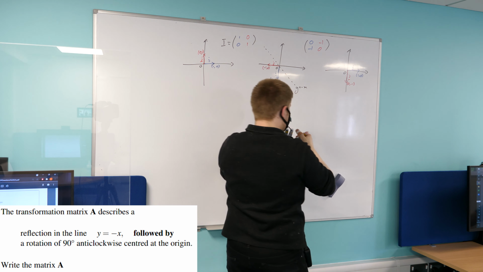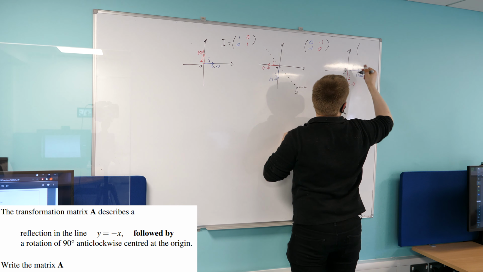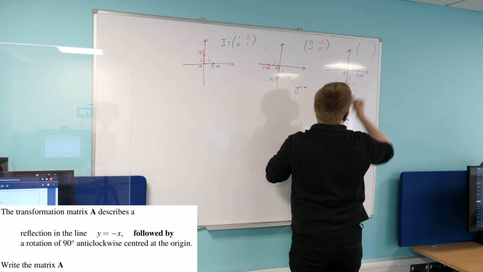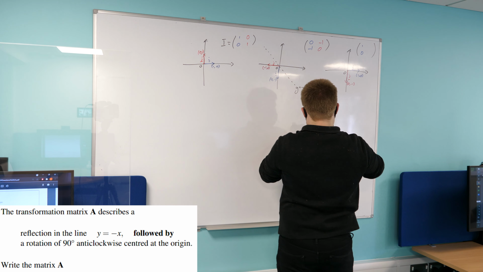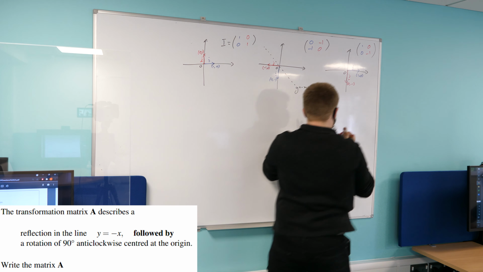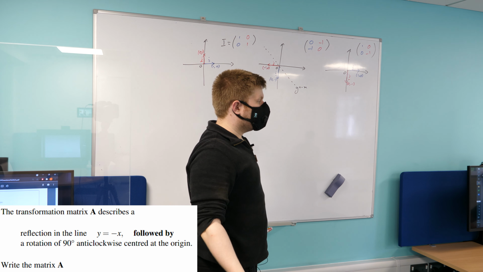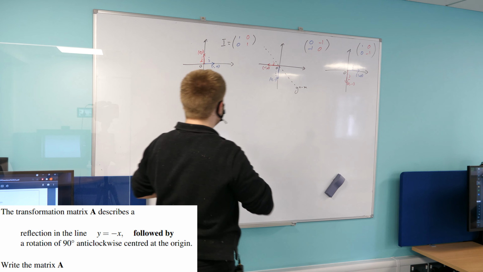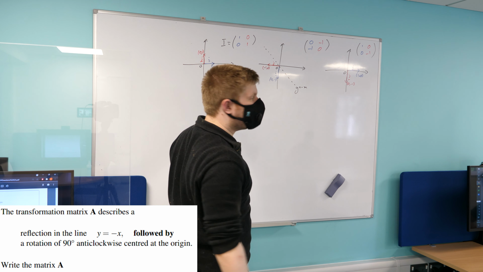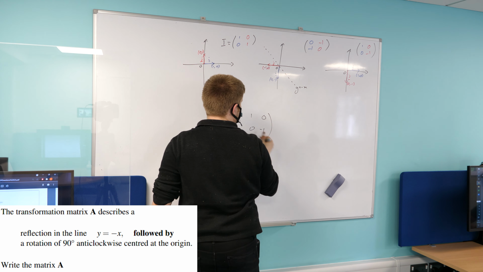There you go. Okay, so when I fill all that in, my new transformation matrix is going to be 1, 0, that's my I, and 0, negative 1, that's my J. Are you happy that that's everything I need? What I'm proposing then is that my transformation matrix A, which is all of these transformations put together, is just going to be that last one: 1, 0, 0, negative 1.